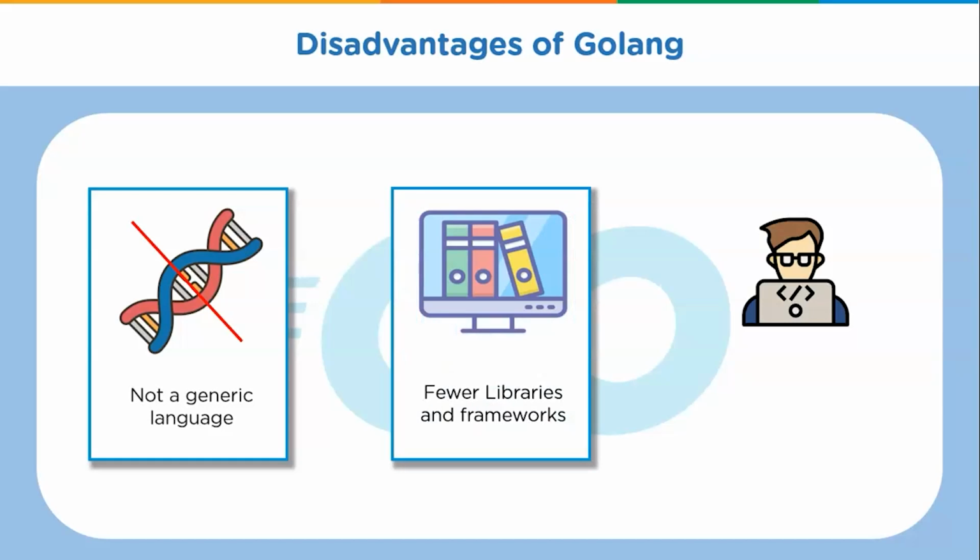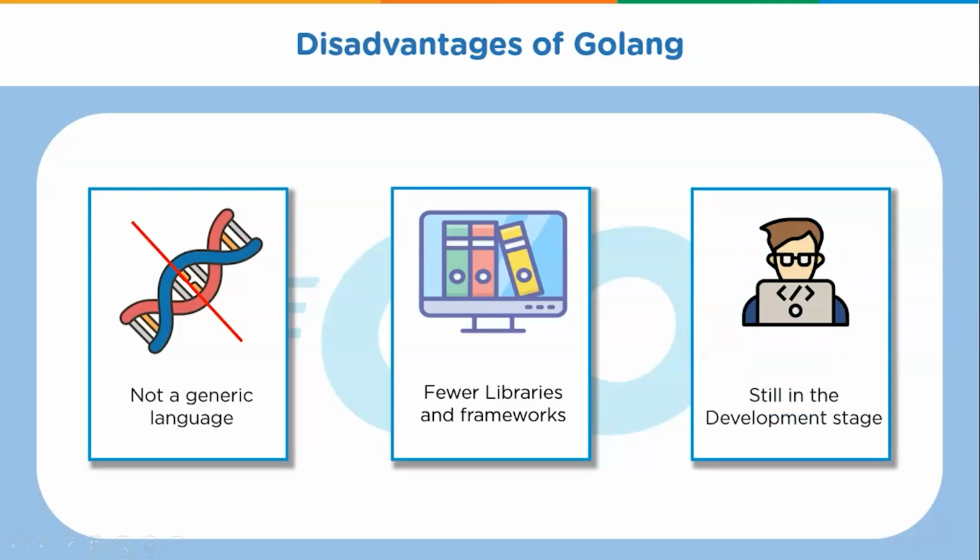Next is fewer libraries and frameworks. There are no major frameworks for Golang developers. Other languages such as Ruby has Ruby on Rails, Python has Django, and PHP has Laravel. The next drawback is that it is still in the development stage. Being in the development stage, Golang developers are finding it hard to make use of its libraries. In case of doubt, there isn't much assistance through the Go community or online support.